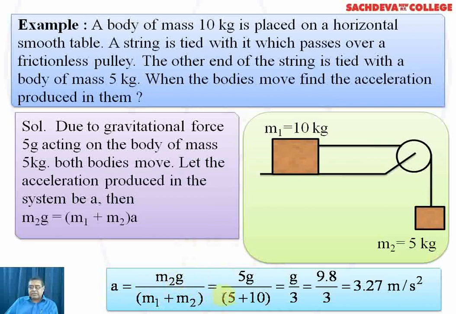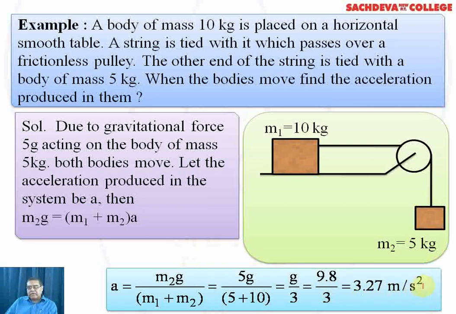m2g represents the weight or the force. So for that we will put the values as given. m2 is 5 and g can be taken as 9.8. So 5g over m1 plus m2, which is 15, that is 10 plus 5. So 15 is cancelled by 5. So the number comes as g over 3, and finally it will be 9.8 over 3. That is calculated as 3.27 meters per second square.